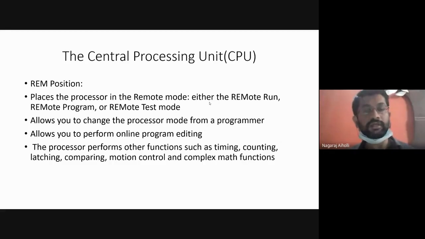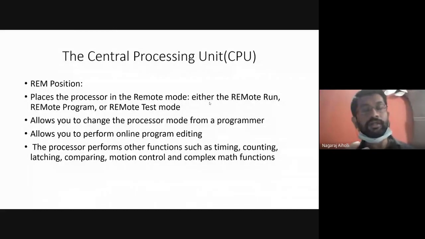It also enables online program editing. If you are connected online, you can monitor the entire status. If your remote device, your I/O field device, is at a certain distance and you are connected by LAN or Ethernet cabling, with the help of this online program you can monitor the status of your remote device. That is possible with the help of online program editing.